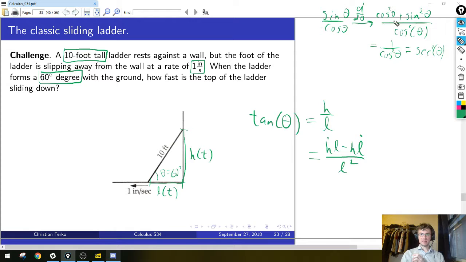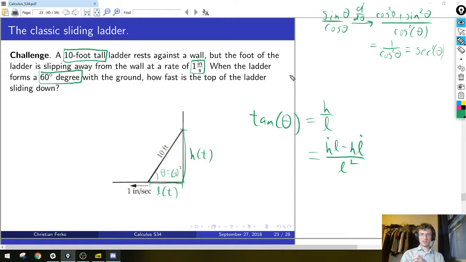Let me remind myself. If we quotient rule this, we have the derivative of the top times the bottom left alone, so that's cosine times cosine, which is cosine squared, minus the derivative of the bottom, which is minus sine, times the top left alone, which is sine. So minus sine times sine is plus sine squared, over the bottom squared. Sine squared plus cosine squared equals 1. 1 over cosine squared equals secant squared. This seems right to me.